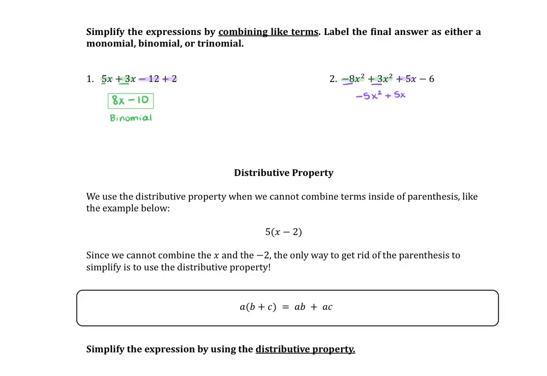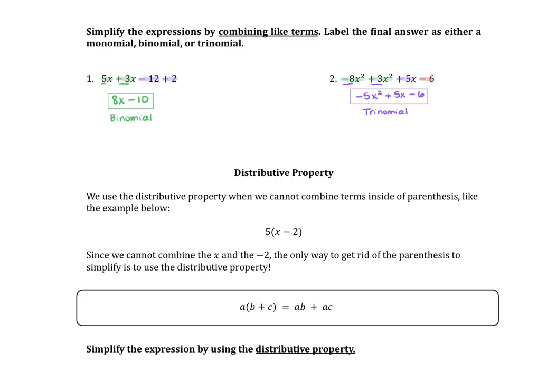And last, I have a -6. Again, I have no other whole numbers to combine with that, so I'm going to drop it down. This would be my final simplified expression. For this expression, I see 3 individual terms, so that makes this a trinomial.